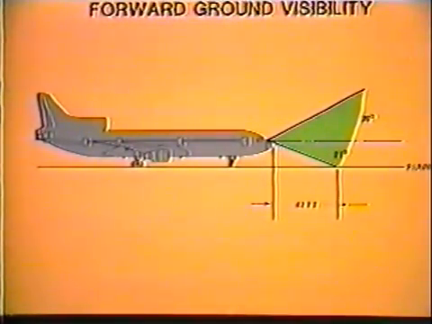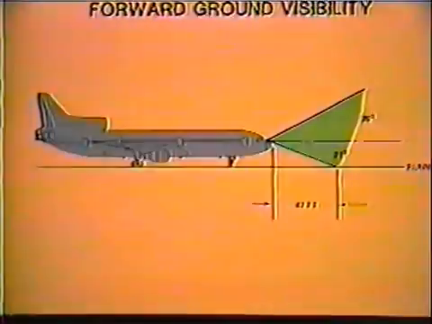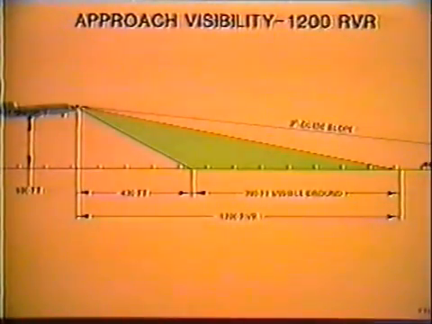With the pilot's position adjusted to the eye locator, forward visibility will be 28 degrees up and 21 degrees down. This means the first visible ground object will be 42 feet in front of the nose. On an ILS approach with a reported 1200 RVR at 100 feet, the first visible ground object will be 420 feet in front of the nose, resulting in 780 feet of ground visibility.